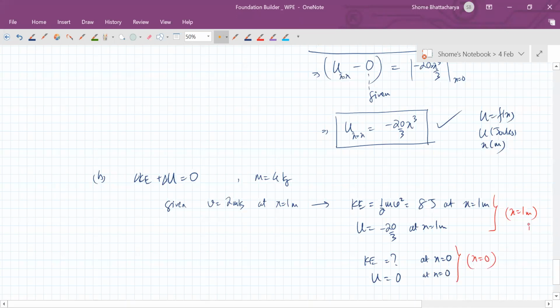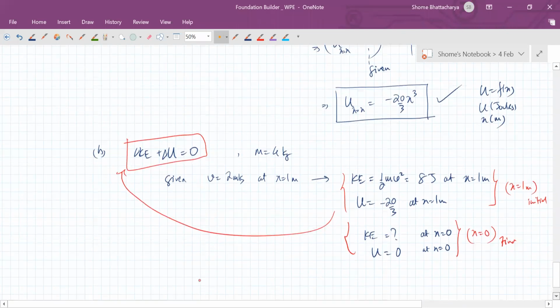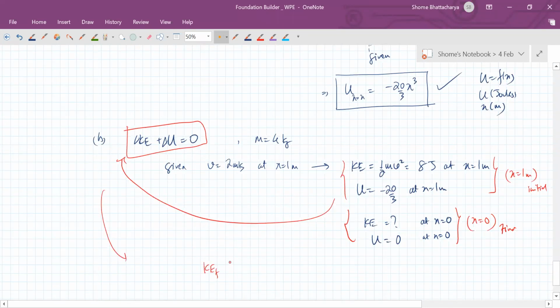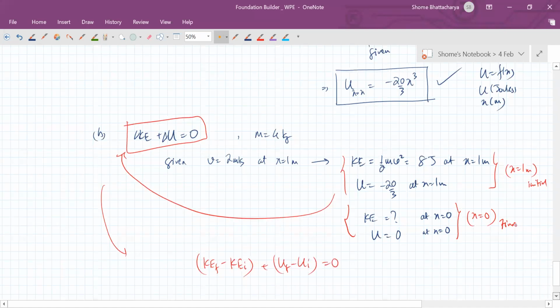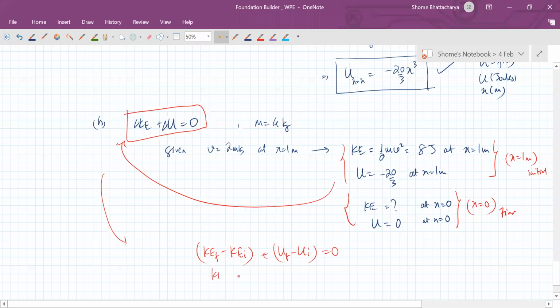Let's say this is my initial position and this is my final position. Now I'll use this data for the theorem here. We substitute this information: the change in kinetic energy plus change in potential energy should be 0. So final kinetic energy minus initial kinetic energy plus final potential energy minus initial potential energy should be 0. Here this is my final position, so the final kinetic energy is unknown, but the initial kinetic energy was 8 joules. Final potential energy is 0, but initial potential energy was minus 20 by 3.